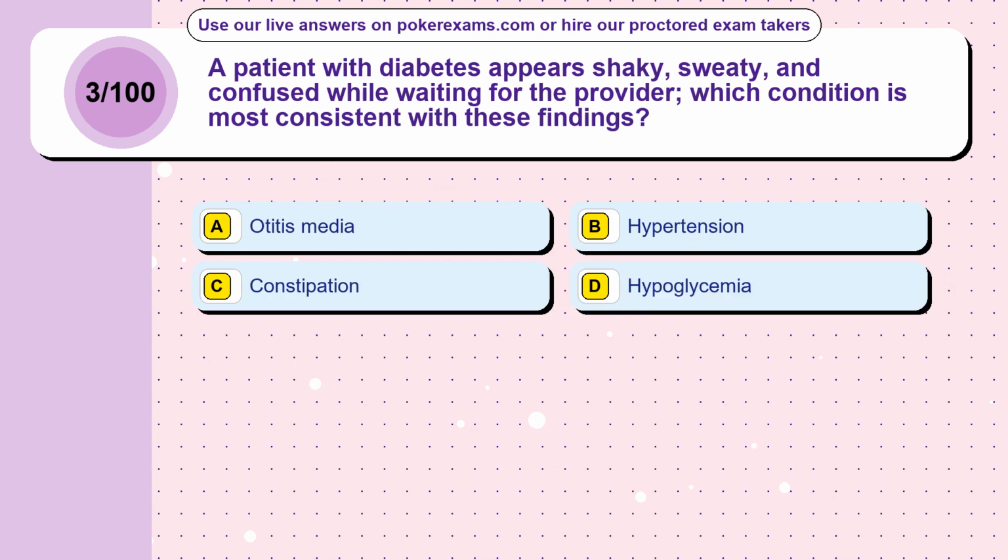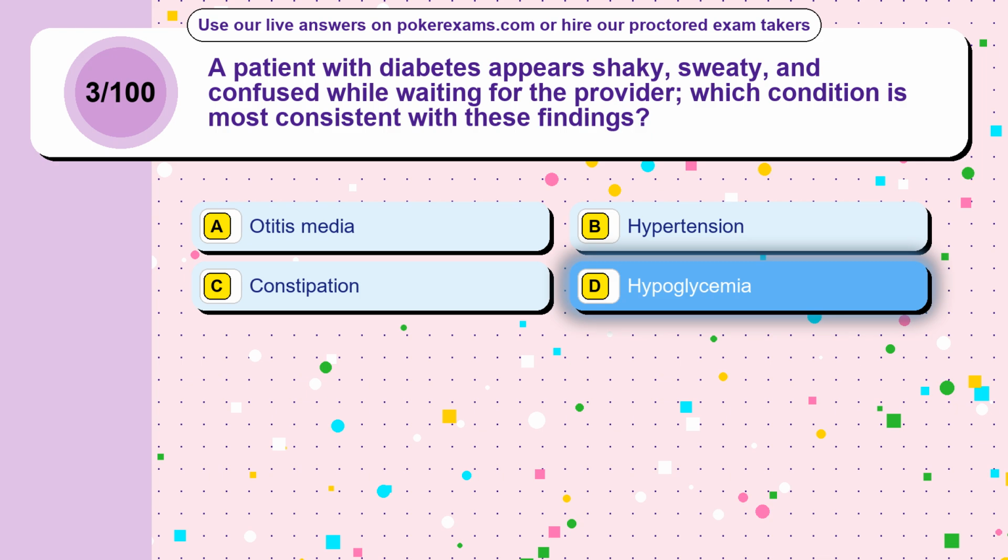Question 3. A patient with diabetes appears shaky, sweaty, and confused while waiting for the provider. Which condition is most consistent with these findings? Option A. Otitis media. Option B. Hypertension. Option C. Constipation. Option D. Hypoglycemia. The correct answer is option D.